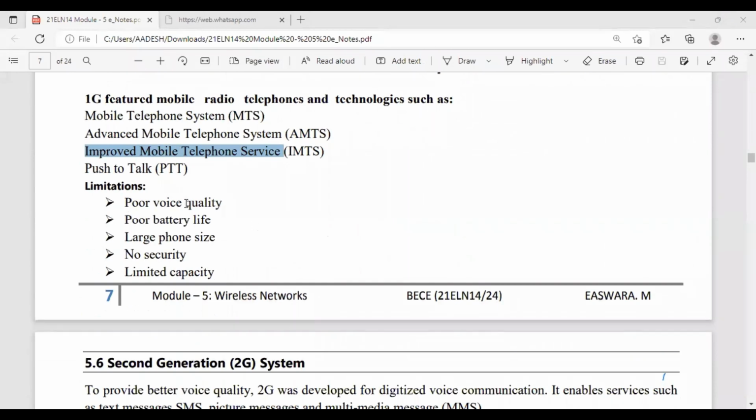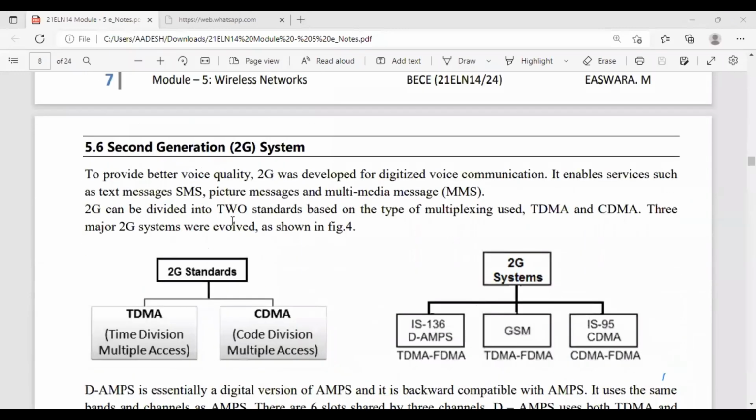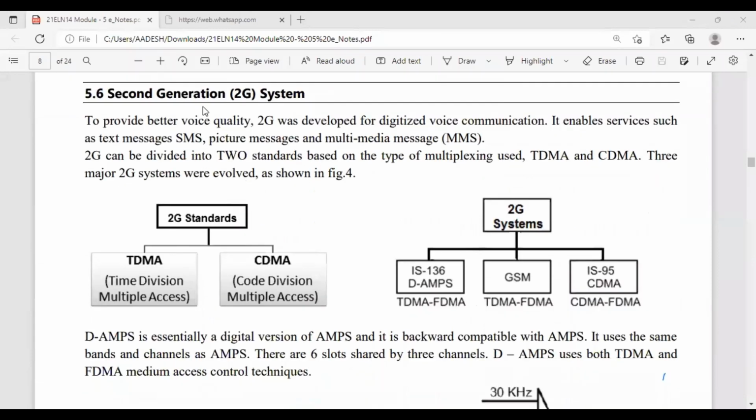What are the limitations of 1G? We all know the quality is very poor, and the battery life was very poor. The phone size was very large. There was no security for the data, and the bandwidth is very limited. So the service given by 1G was very limited. Therefore, limited capacity. And the next generation is second generation.